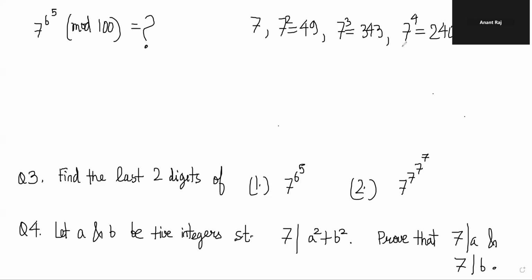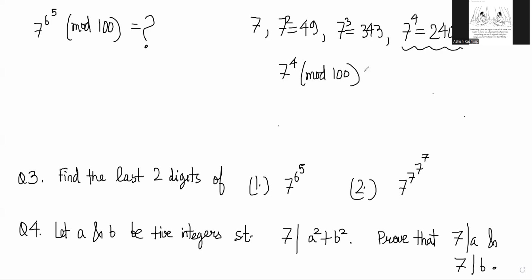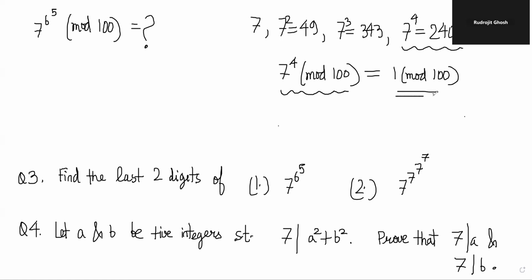7 to the power 4, mod 100, is how much? So that will be useful for us because 7 power 4 is coming as 1 mod 100. 100 is a nice number because whenever you raise it to power k, it remains as 1 only.